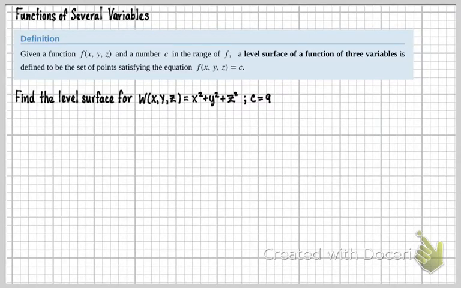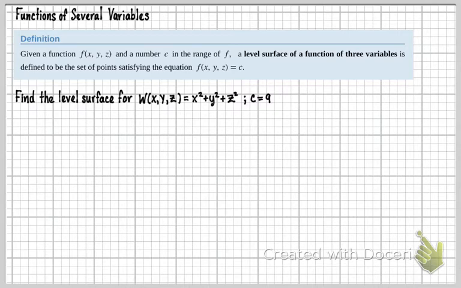So take a look at this three-dimensional level surface here. This says, given a function f of x, y, z and a number c in the range of f, a level surface of a function of three variables is defined to be the set of points satisfying the equation f of x, y, z equals c.